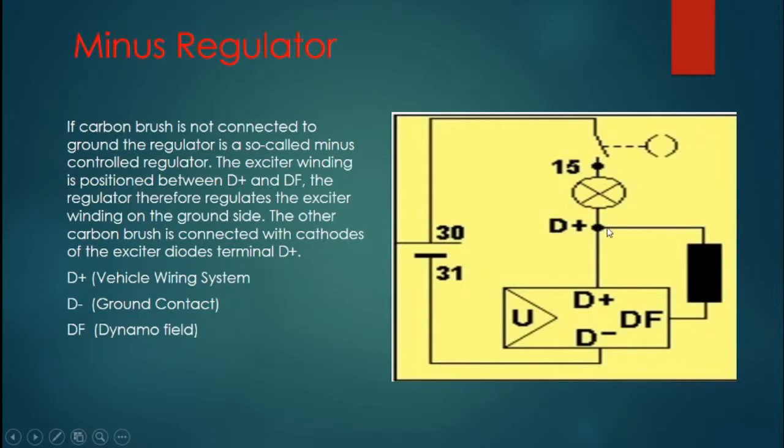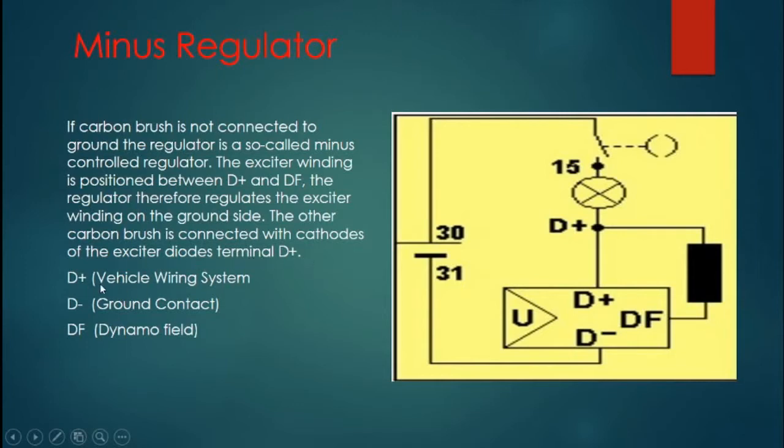You can see also in the figures, this is the exciter winding. On this exciter winding, one side is DF and the second is D plus. The regulator therefore regulates the exciter winding on the ground side. It regulates from the ground side, therefore it is called a minus regulator. The other carbon brush is connected with the cathode of the exciter winding diode, terminal D plus.